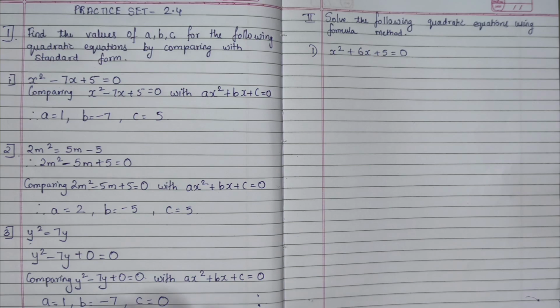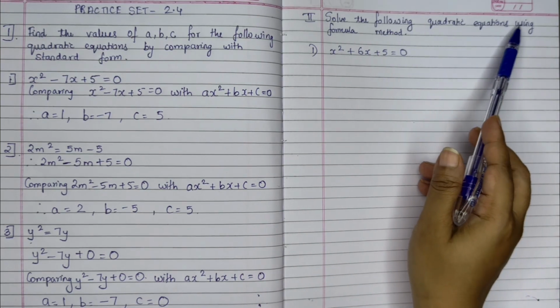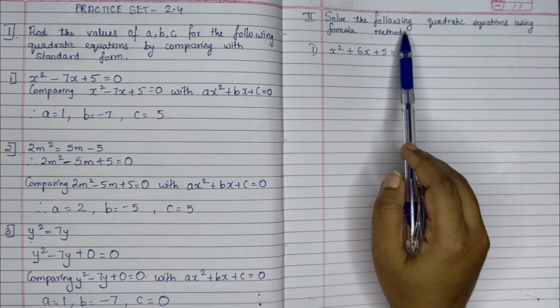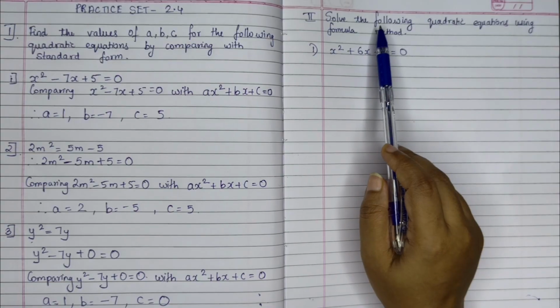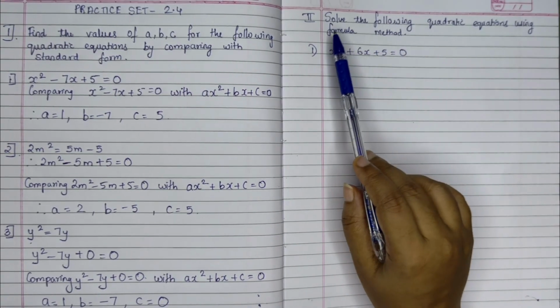Second question, also first we have to compare and solve the following quadratic equations using the formula method. Okay, using the formula method. Now this is a different method. We have learned the factorization method. We have learned the completing the square method. Now this is using the formula method.